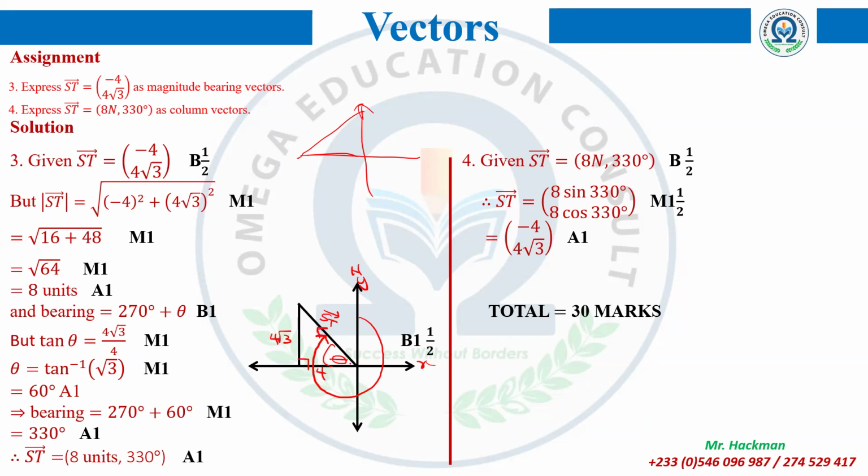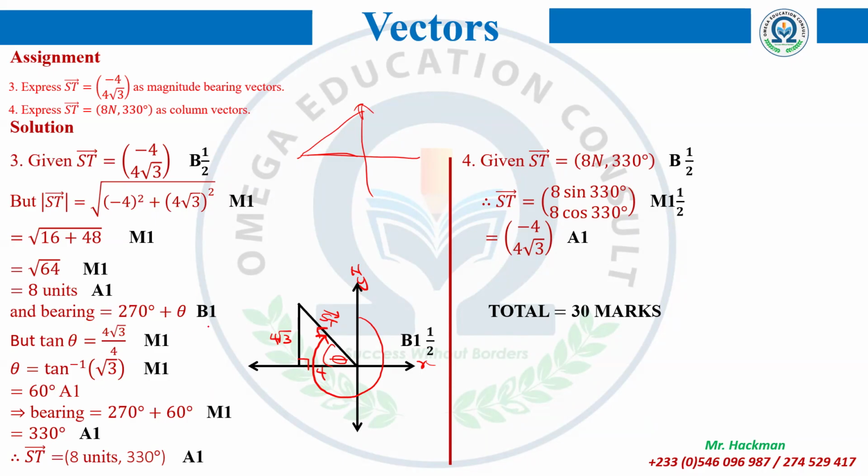Where you started and where you ended, that's where you join. You started from here, you moved 4 units here, then you moved 4 root 3 units up. So you ended here. So that's where you join. You don't join any other line. I guess my point is well made. Please make sure you take note of that so that you don't repeat this in the class test or any subsequent assignment.